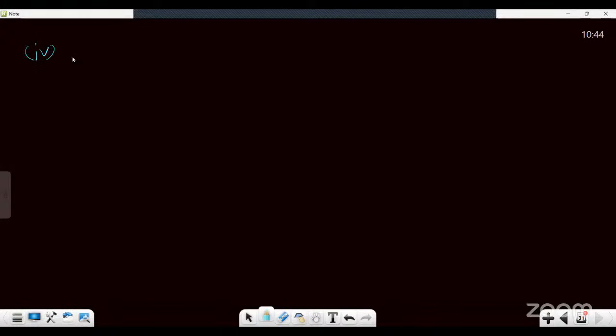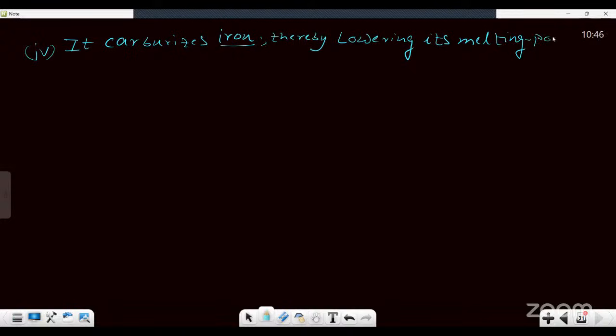So what happens if you look at the iron carbon phase diagram? I think all of you are familiar with it. Pure iron has a higher melting point, above 1500 degrees Celsius, or 1550 or something like that. Now, when you subsequently add carbon to iron, the melting point decreases, right? This is exactly what coke is also doing. So you can write: it carbonizes iron. Carbonizes means it adds carbon to iron, thereby lowering its melting point.